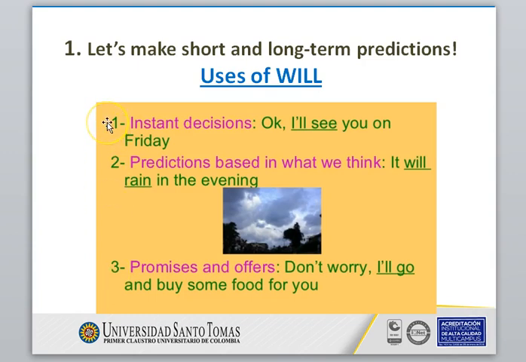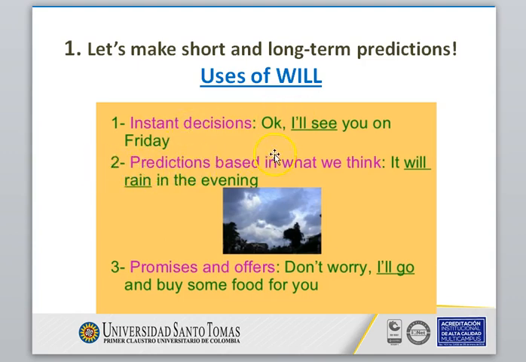For the first one, instant decisions. Look at the example. Okay, I'll see you on Friday. In this case, they're using the contraction of will. It's very common in conversation. And you will always use the same will with all your subject pronouns. So there is no difference with other third-person forms, for example.